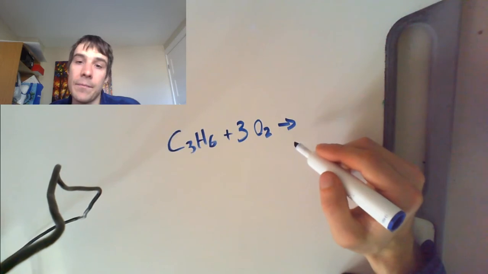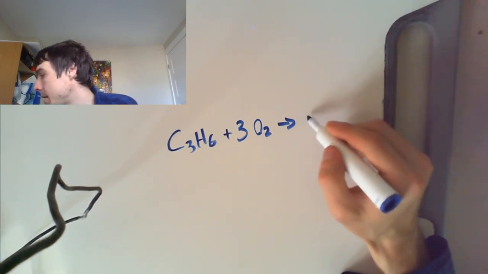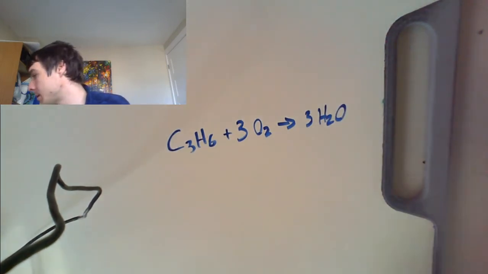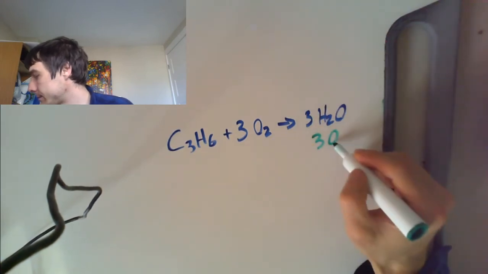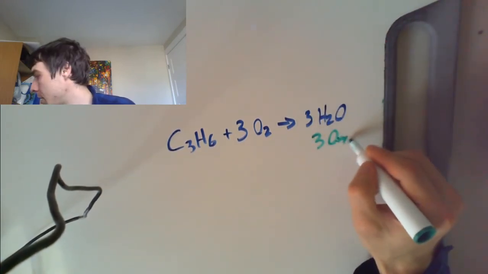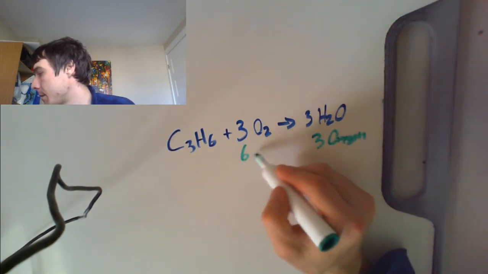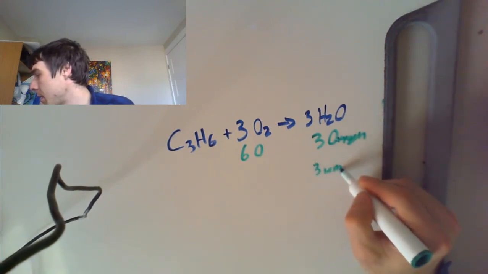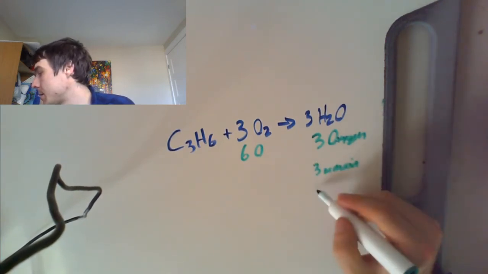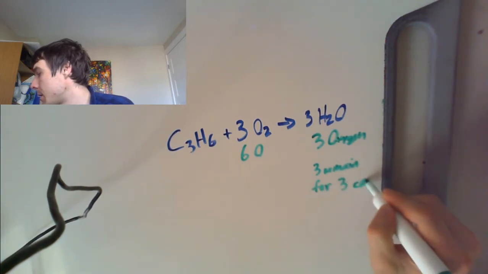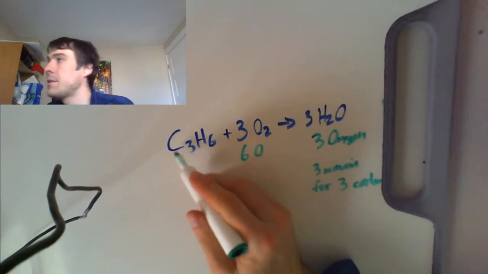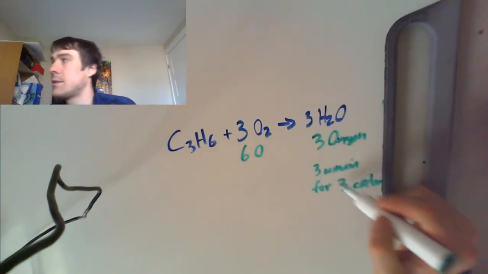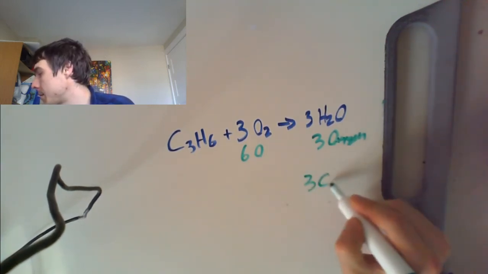We have to make the water. So we're going to make our 3 H2Os. That's 3 oxygens down from our 6, so we have 3 remaining. 3 oxygens for 3 carbons. We have 3 carbons from our C3H6, and we have 3 oxygens to distribute between our 3 carbons.